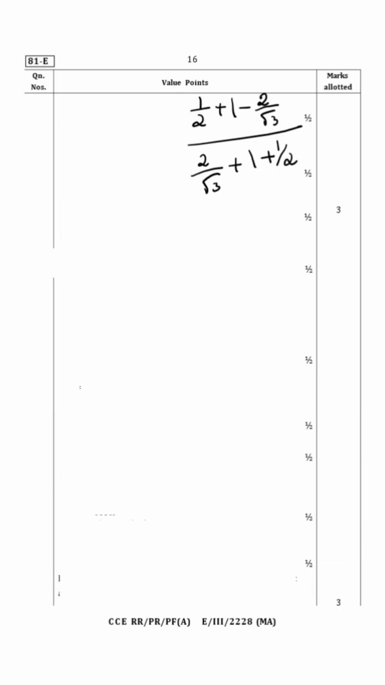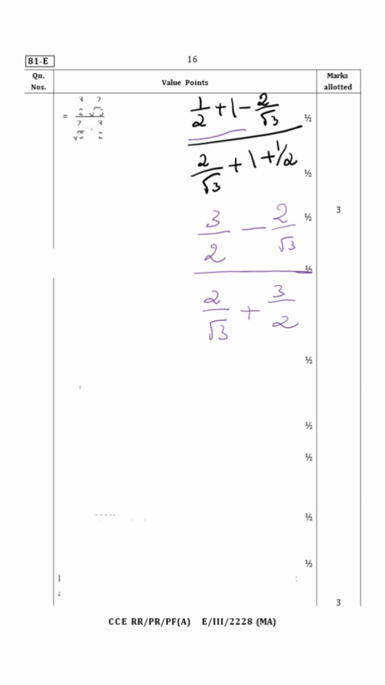So now we have half plus 1 minus 2 by root 3 in the numerator, 2 by root 3 plus 1 plus half in the denominator. If you add these two, half plus 1, what will you get? 3 by 2, because 1 is 2 by 2, minus 2 by root 3 upon, here let us keep like this only, 2 by root 3. Here this is plus 3 by 2.